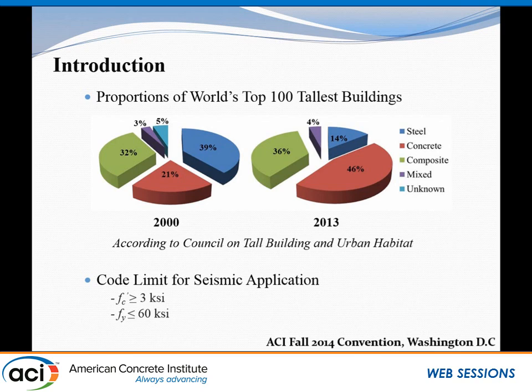We should feel excited about this because we have more work to do. As the demand for high-rise buildings increases, so does the material strength. And there are some concerns about the application of the ACI building code to high-strength material that I will talk about later. This is the code limit for seismic application. For f'c, basically, they set up a lower bound of 3 ksi, but they set up an upper bound for the flexural reinforcement steel.